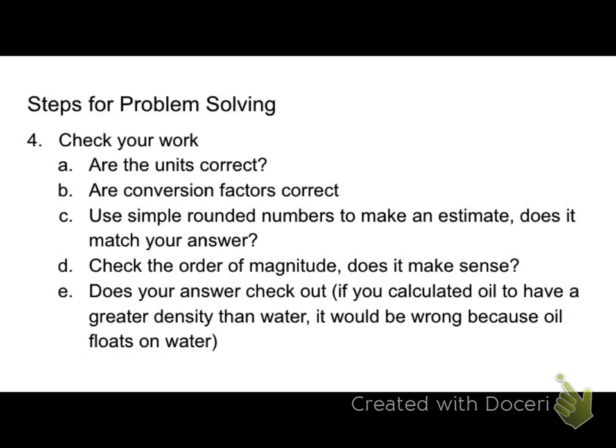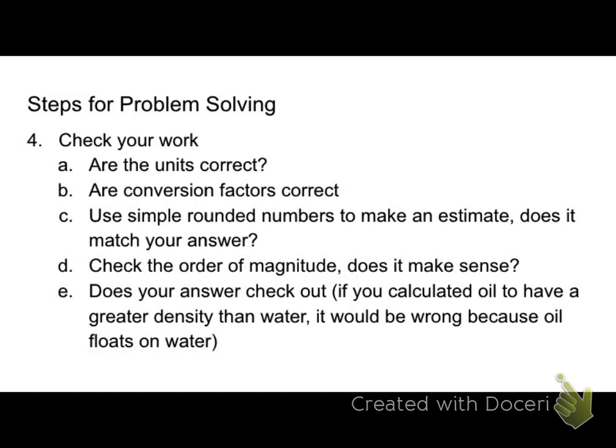Are my units correct? So if they ask me to solve for distance, do I have a unit that works for distance? Did I use the correct conversion factors? If you have the correct units, that's an indication that you did. If you come up with the incorrect units, then this is a way to check: did I get the incorrect units because I used a wrong conversion factor? Because that can happen. You can use simple rounded numbers to make yourself an estimate and see if it comes close to your answer. So if you're multiplying 2,783 by 78, then do 2,000 times 80 and see if it comes in the same ballpark as what you did.